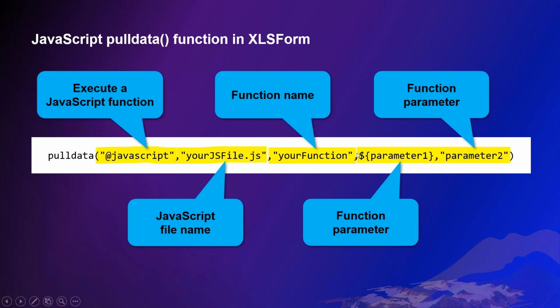And here you can either get data from your survey using $ curly bracket and the question name, or you can pass fixed values, like in this case, quote, parameter 2, quote. It's literally, you can pass in bananas, right? So it's just a function parameter. This will call your JavaScript function, and you will get back something out of your JavaScript function.